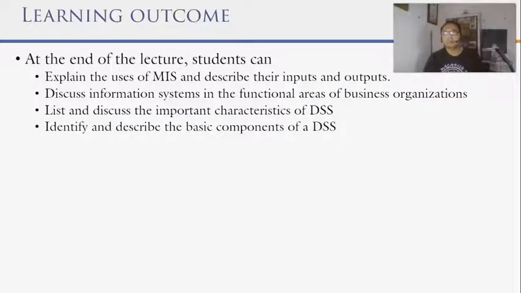Okay, the learning outcome of this lesson is, firstly, at the end of this lesson, students should be able to explain management information systems and describe them in terms of their inputs and also outputs. Secondly, to discuss MIS in terms of the functional areas of business organizations. The third learning outcome is that students should be able to list and discuss the important characteristics of a decision support system. And lastly, to identify and describe the basic components of a decision support system.